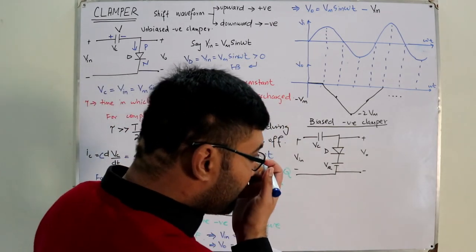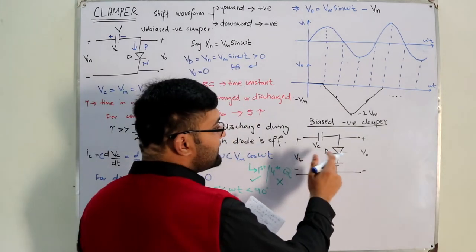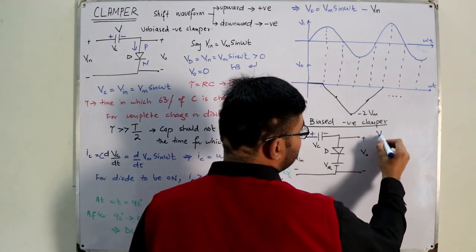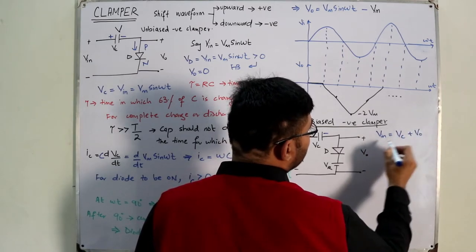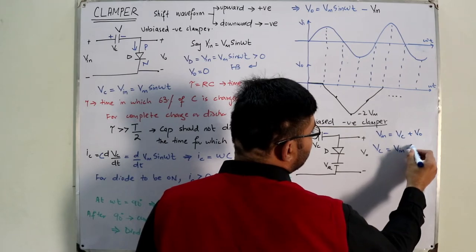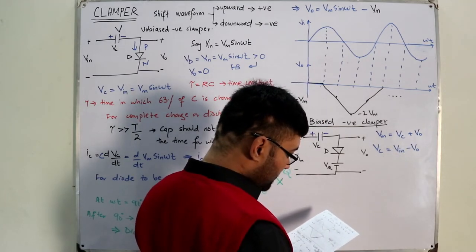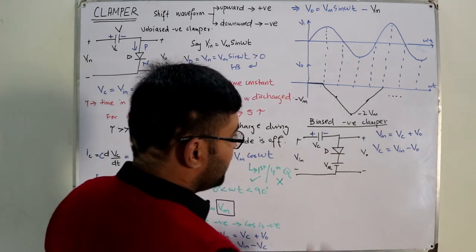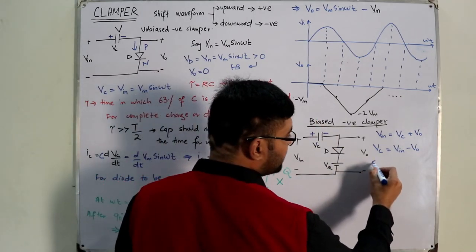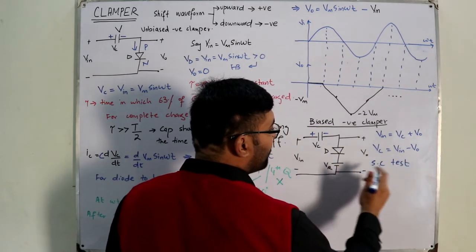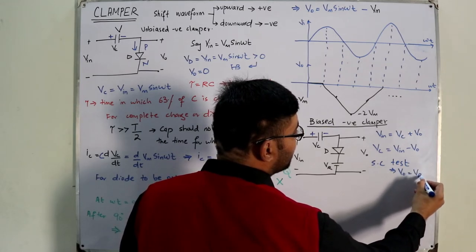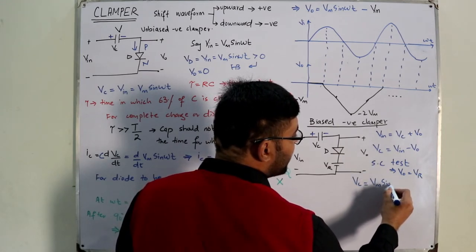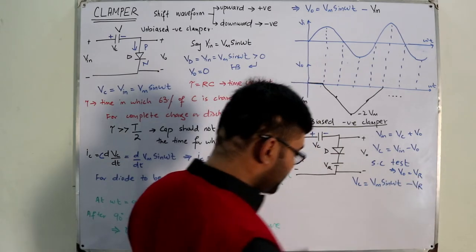I apply the short circuit test. So what would happen if the diode is positive? This implies that this would be a plus, this would be a minus, right? So the input is VC plus V output. So you could say that VC is input voltage minus the output voltage. And if this is shorted, in the short circuit test, the output would simply be equal to VR. So this means that VC, the capacitor voltage, is equal to Vm sine of omega t minus VR, the reference value. Isn't it like this?